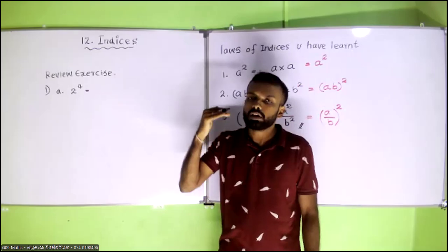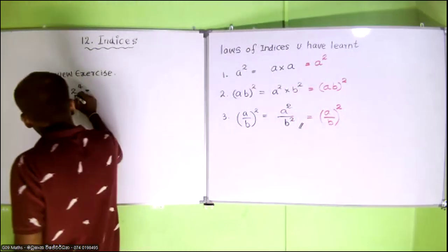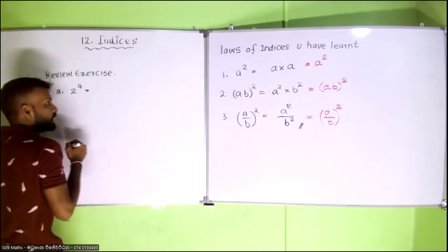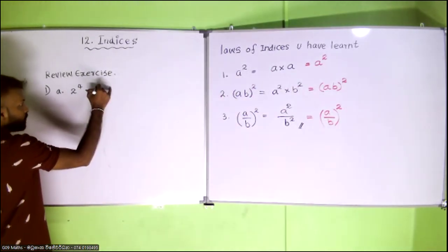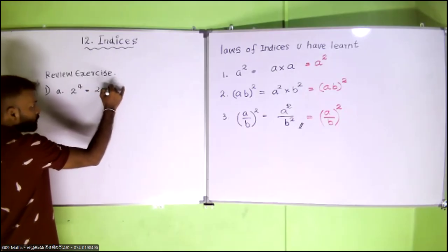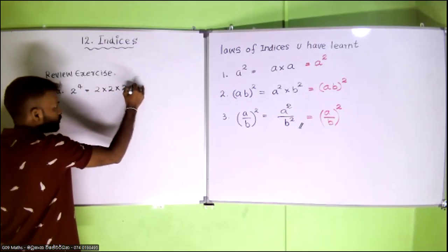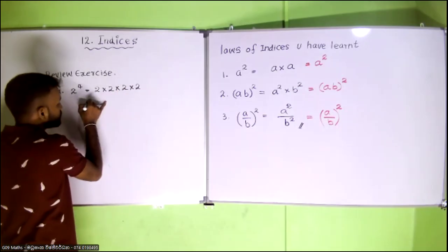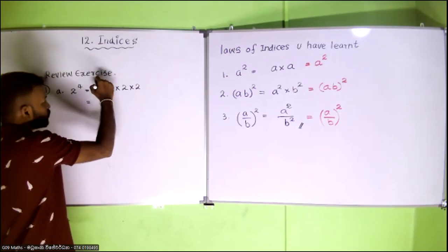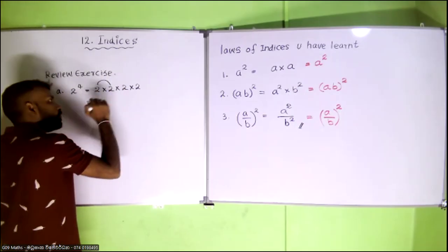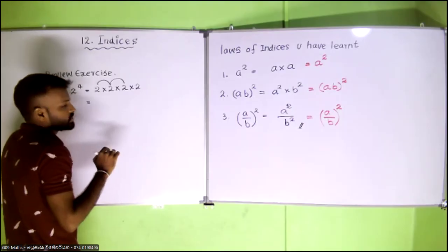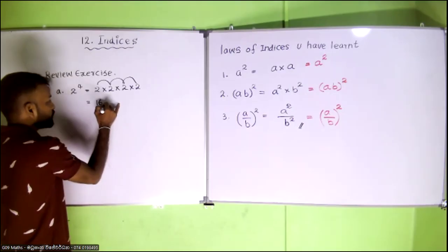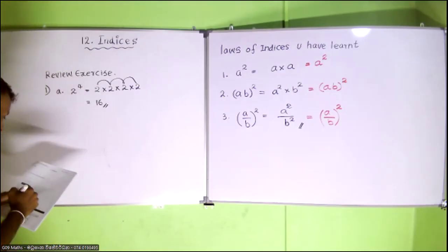2 to the power 4. Evaluate. So by using this, A to the power 2 can be written down as A multiplied by A. So 2 to the power 4 can be written down as 2 multiplied by 2 multiplied by 2 multiplied by 2. How are we going to evaluate this? Like this: 2 multiplied by 2, 4. 4 multiplied by 2, 8. 8 multiplied by 2, 16. So that's how we are going to get the answer for this.